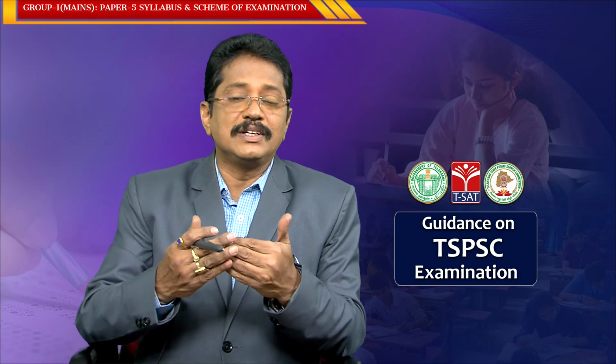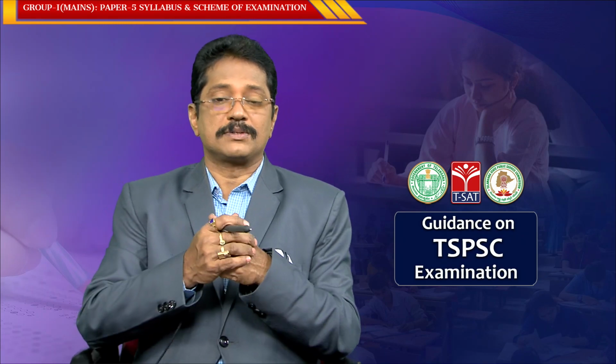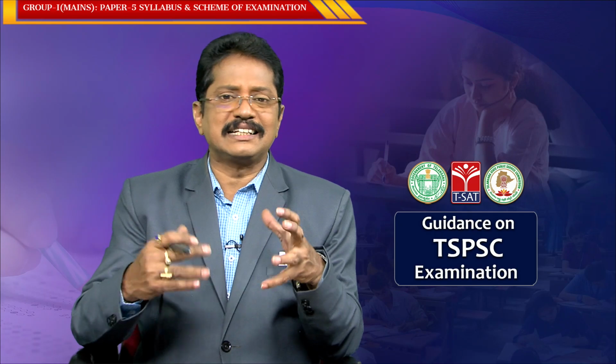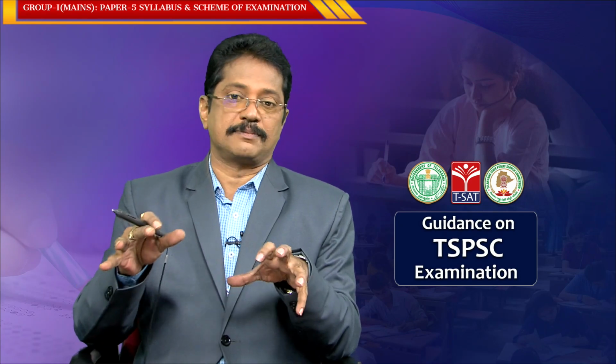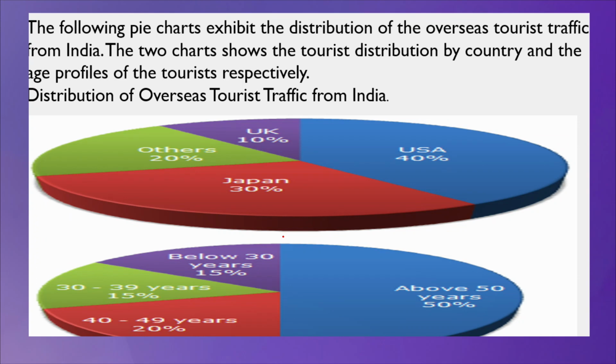Now we will do the pie diagrams. A pie diagram is a circular form. The information will be given in the form of sectors, clear? Each sector represents one particular area. Okay, now see this. The following pie chart exhibits the distribution of the overseas tourist traffic from India. The two charts show the tourist distribution by country and the age profiles of the tourists respectively.